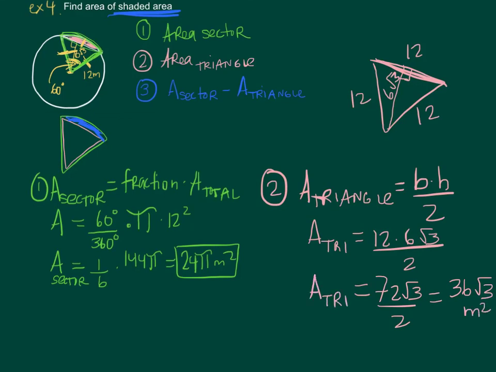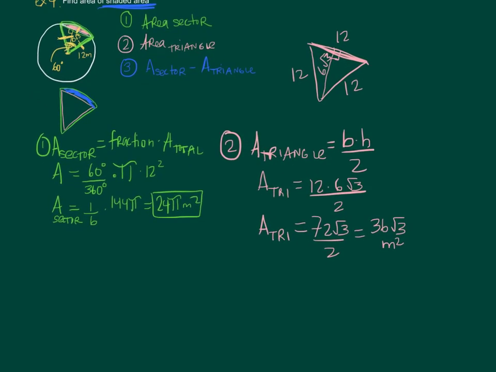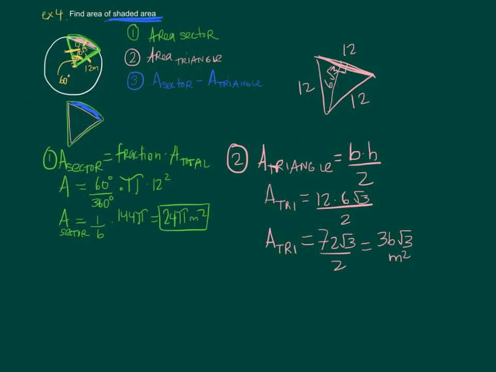So let's recap what we've done so far. We found the area of the whole pizza, the green piece. We found the area of the triangle, that's this pink portion. And now my last part is to subtract the two to find the area of just the crust. So I'm going to take the area of the sector, 24 pi, and the area of the triangle, 36 square root 3, and I'm going to subtract them.